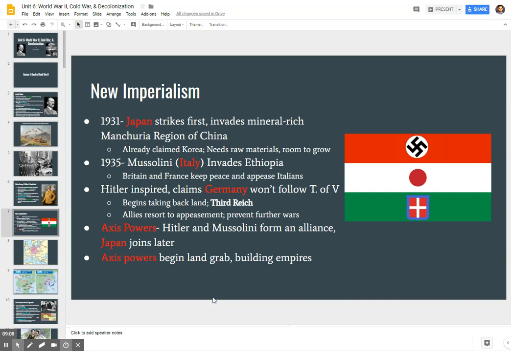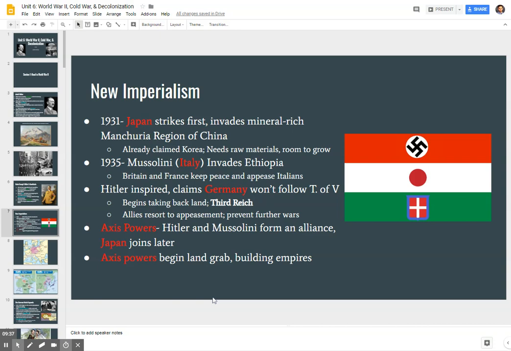So let's take a look at the bigger picture for a minute and look at how imperialism led to the rise of World War II. So some other key players in imperialism during this time was Japan. Japan was very similar to Italy and Germany. Those three would be key allies with one another, but they all had very ambitious goals of taking over mineral-rich regions. All right, so Japan is going to be the first one to take the Manchuria region of China.